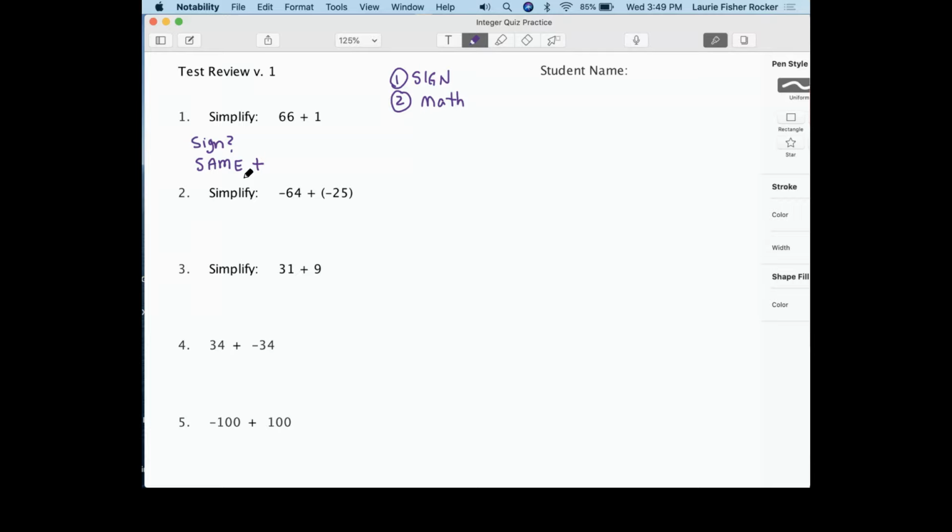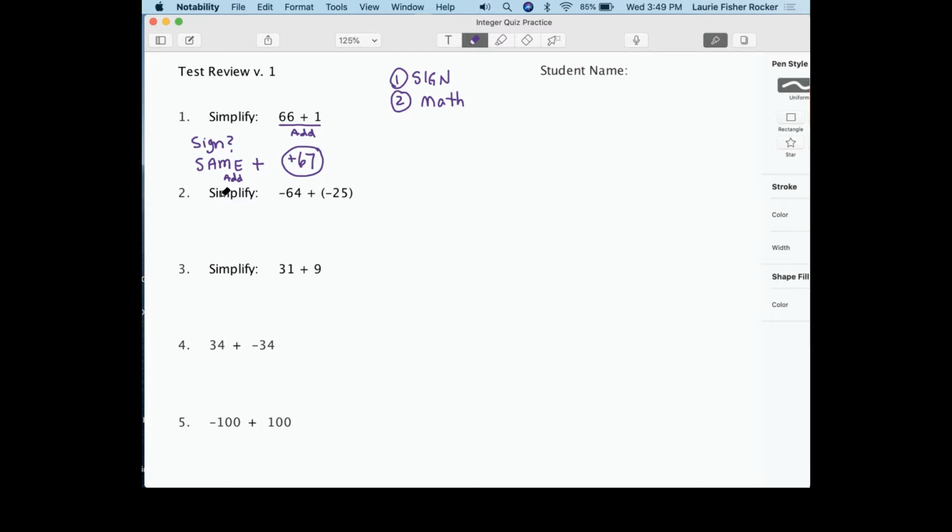So I've got same signs, so that tells me to add these because it's same. 66 plus 1 is 67. They're both positive, so that tells me that this is positive 67, and that's my answer. Okay? The fact that the signs are the same tells me I'm going to add. Because both signs are positive, it tells me that my result will be positive.